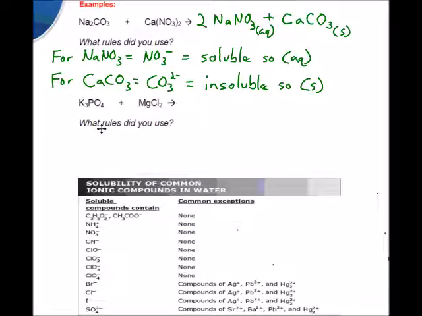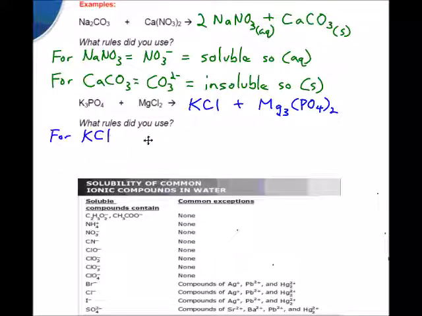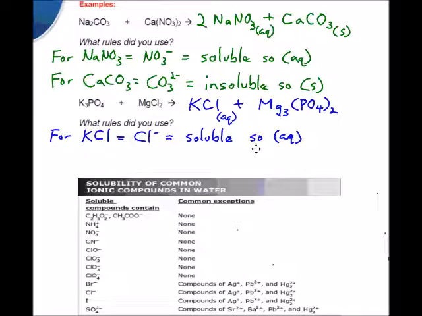Now for the next one, potassium phosphate reacting with magnesium chloride. First product is going to be potassium chloride, and the second product is going to be magnesium phosphate. So these are balanced and ready to go. We want to look at chloride ion first. For KCl, we're looking at chloride. Chloride is down here. It is going to be soluble unless it's bonded to silver, lead, or mercury. That is not silver, lead, or mercury. So we know it's soluble. We can label this aqueous.